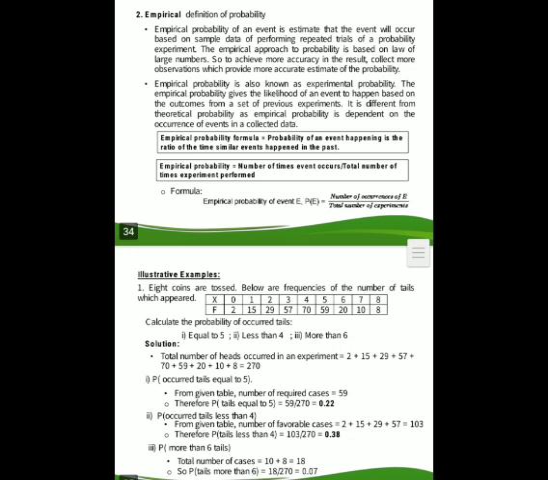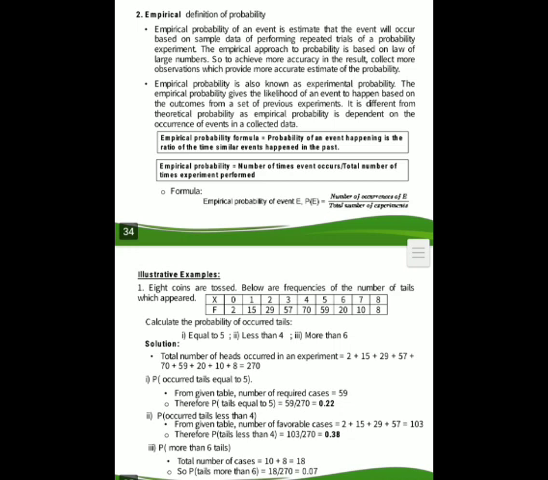Illustrative examples. Number 1. Eight coins are tossed. Below are the frequencies of the numbers of tails which appeared. X is 0, 1, 2, 3, 4, 5, 6, 7, 8. F is 2, 15, 29, 57, 70, 59, 20, 10, and 8. Calculate the probability of occurred tails equal to 5, less than 4, and more than 6.